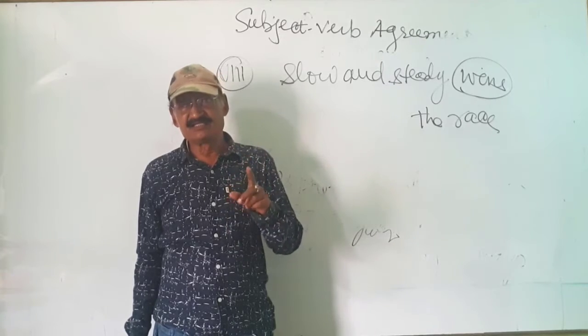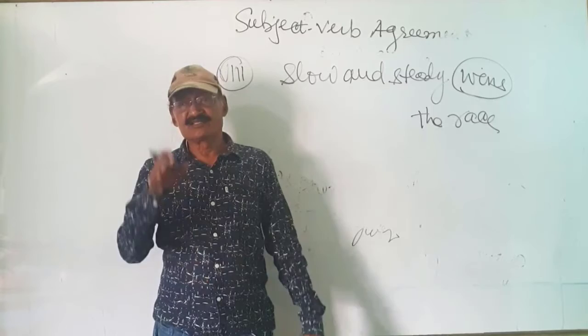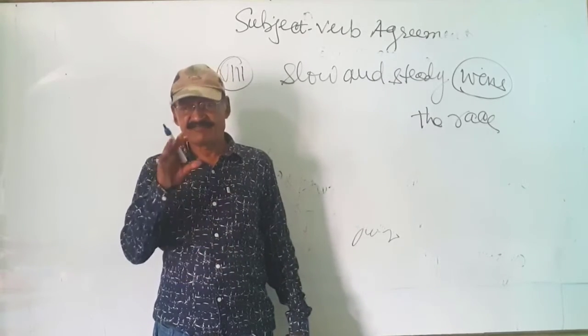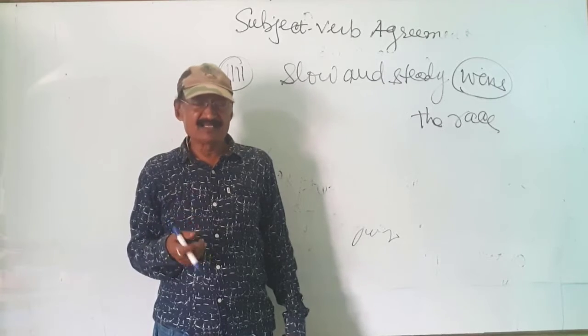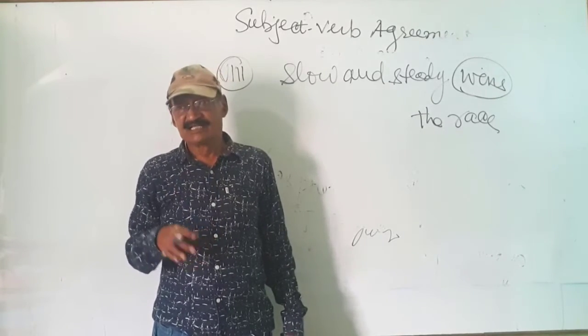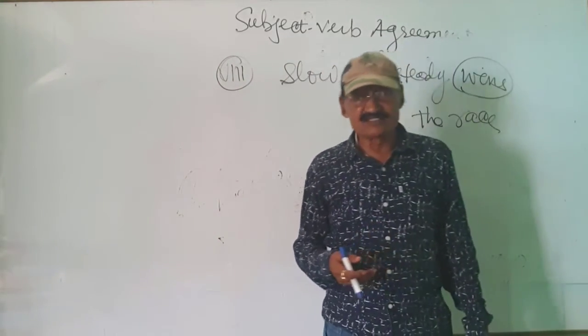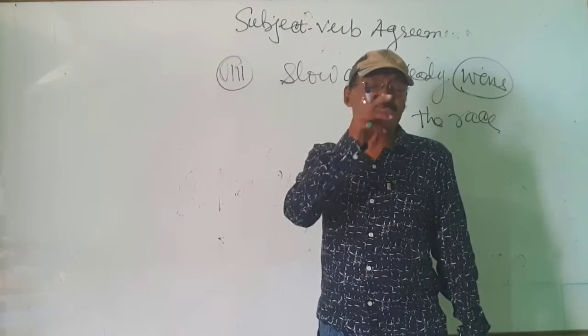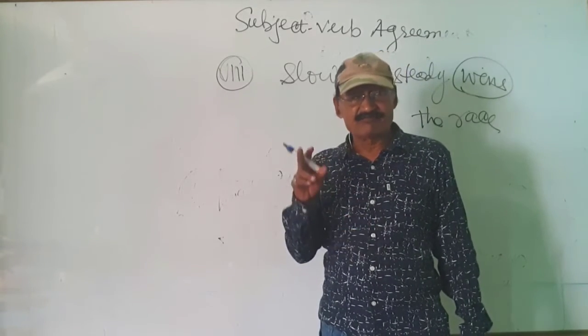Slow and steady is singular, because it is a proverb, a phrase. In a phrase way, in a proverb way it is used. That's why in case of a proverb, in case of a phrase, we use a singular verb. That's why we have wins, not win.